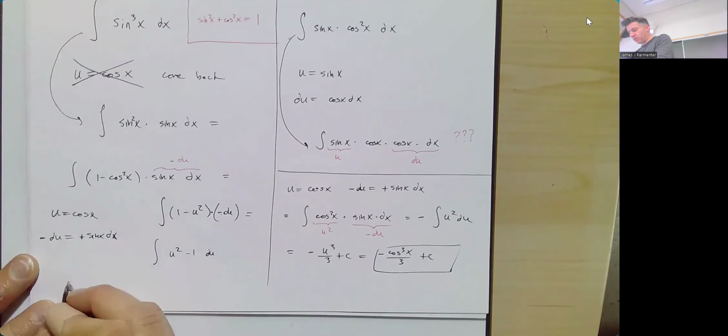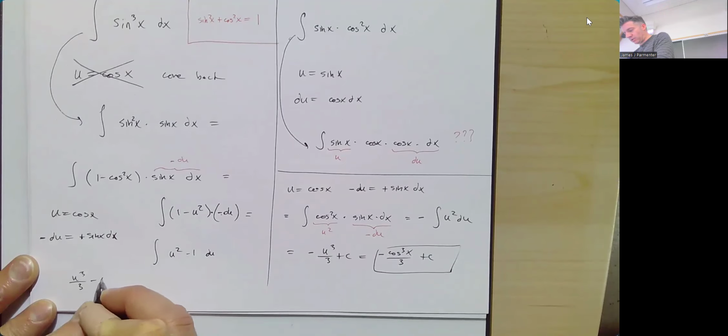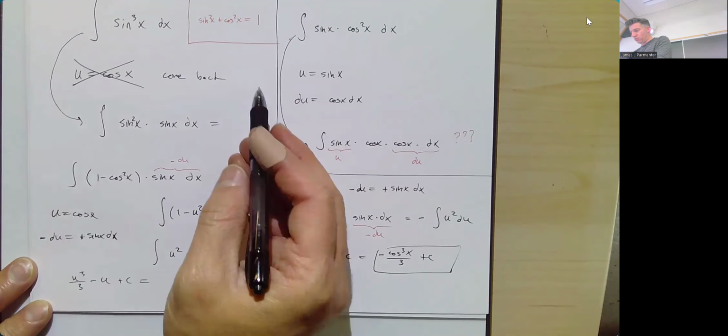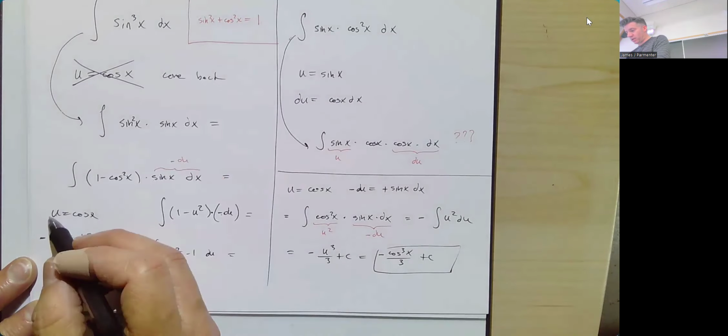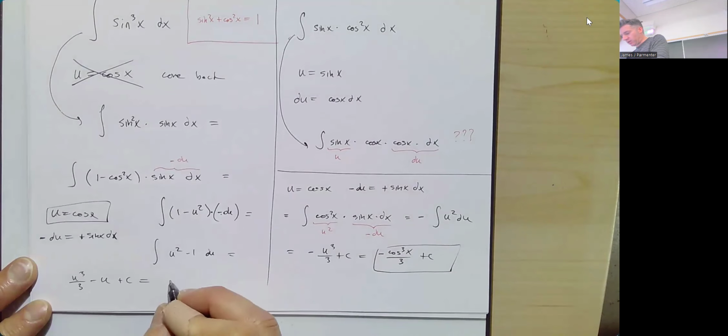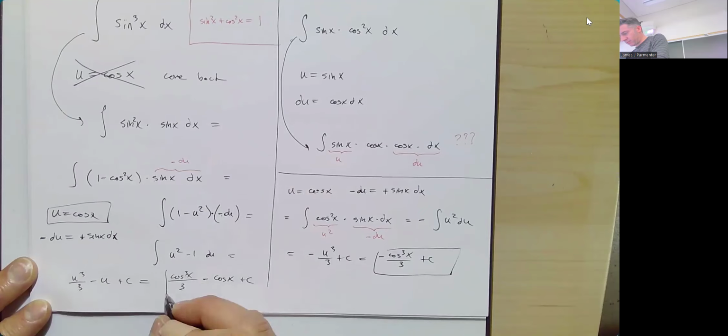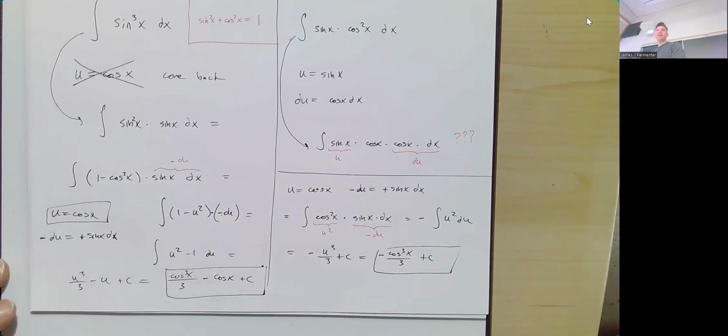And then we integrate, we get u cubed over 3 minus u plus c. We plug back in that u is equal to cosine. And we get cosine cubed x over 3 minus cosine of x plus c. Kind of funky.